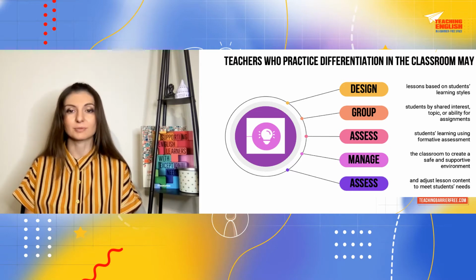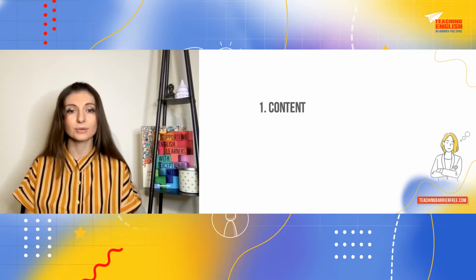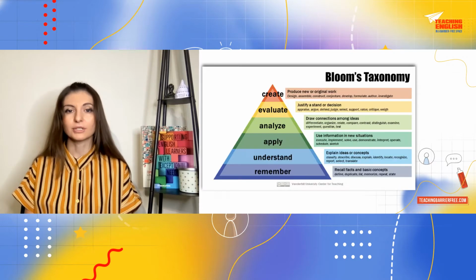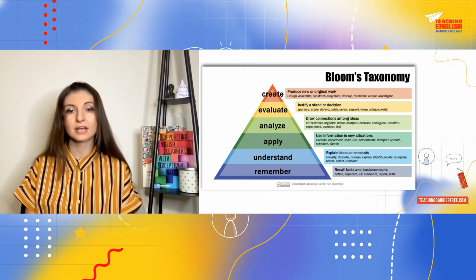Let's dive deeper and explore 4 ways to differentiate instruction. First of all, it's content. What you could do is differentiate the content by designing activities for groups of students that cover various levels of Bloom's taxonomy, a classification of levels of intellectual behavior going from lower order thinking skills to higher order thinking skills. The 6 levels are remembering, understanding, applying, analyzing, evaluating, and creating.